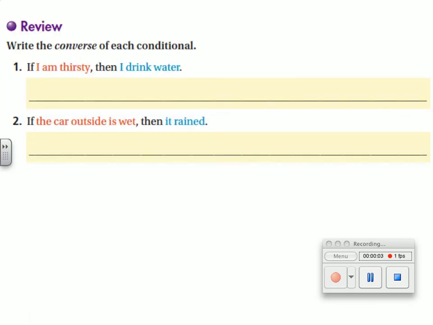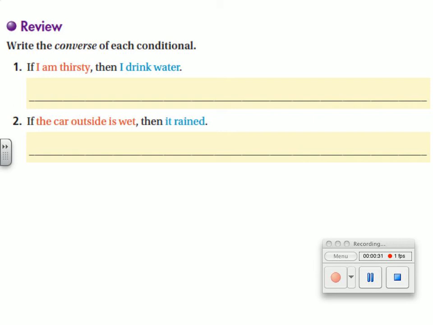All right, today's lesson is on deductive reasoning. Deductive reasoning, unlike inductive reasoning, you actually use known facts to reach a conclusion. In inductive reasoning, you make an educated guess. When you use deduction, you look at the facts, whatever they are, and you make a decision based upon those facts. We're going to start off today's lesson by reviewing the term converse.